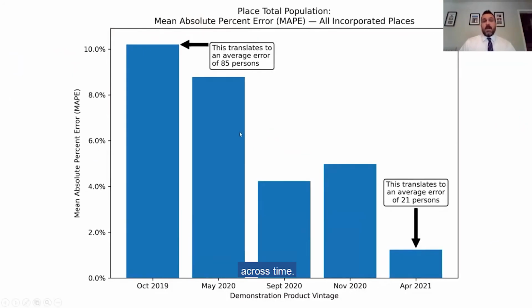And once again, we can compare these across time. Going to look at places now. This is place total population. We've got the mean absolute percent error here on the vertical axis. You can see that in October of 2019, the average place saw a 10% change in its population based on the top-down algorithm application. And now we're much lower. We're seeing it's below 2%. So it's gone, again, from about 85 persons, the average place gained or lost, to now about 21 persons. So we are seeing improvements over time.